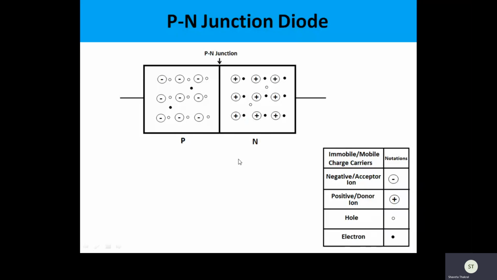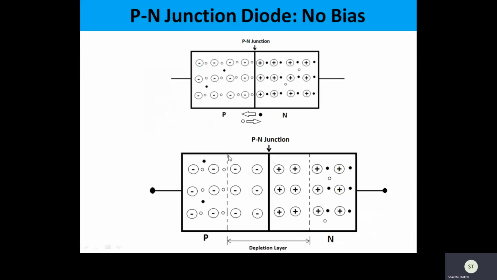So this is about the PN junction diode and the types of charge carriers present here. Before discussing the working of the PN junction diode, we must be clear about the different types of charge carriers available. Holes and electrons are the mobile charge carriers, and the negative acceptor ions and the positive donor ions are called the immobile ions. So basically the working of the PN junction diode is divided into three cases. The first case is no bias, second is forward bias, and third is reverse bias.